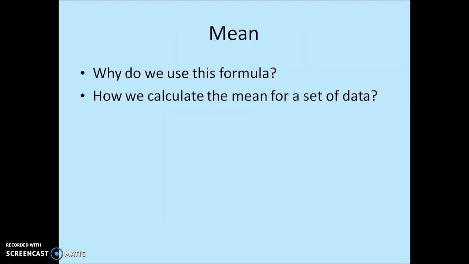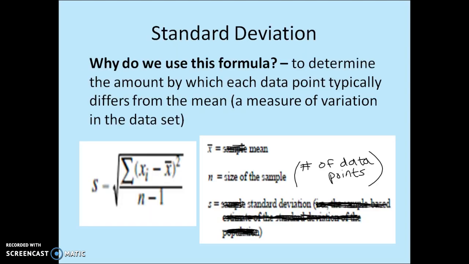So that brings us to our next calculation that we're going to do, which is called standard deviation. We use standard deviation to figure out the amount by which each data point typically differs from the mean. It basically tells us how much variation we have in our data set, so how our data points are spread out around the mean. This is the formula that's given on the AP Bio formula sheet, and you're also given some information about the terms in that formula.